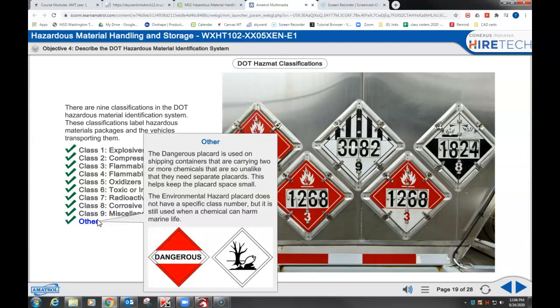The dangerous placard is used on shipping containers that are carrying 2 or more chemicals that are so unalike that they need separate placards. This helps keep the placard space small. The environmental hazard placard does not have a specific class number, but it is still used when a chemical can harm marine life.